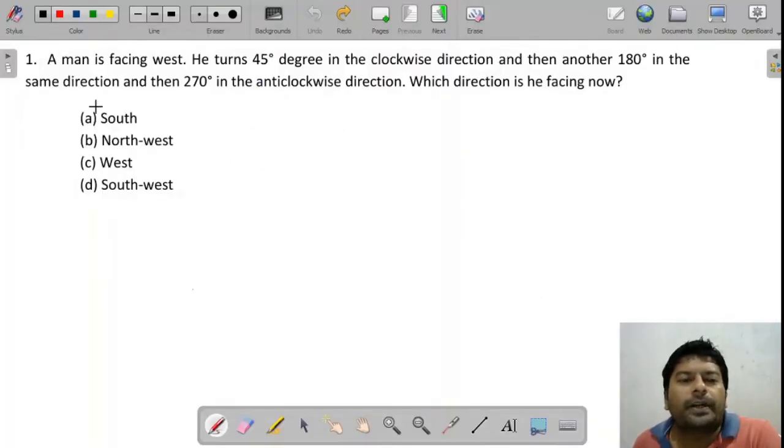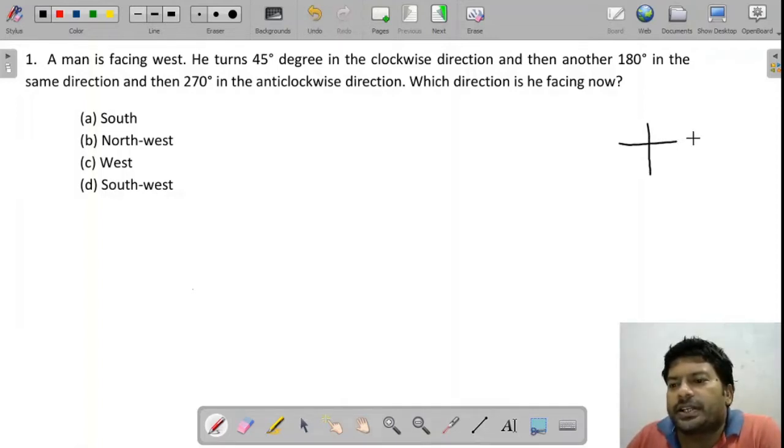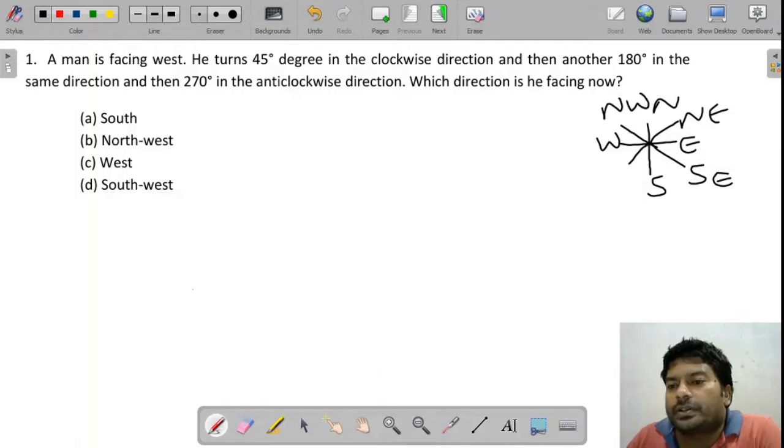This is problem number 1. A man is facing west. For any problem, it becomes very easy if you just try to draw the directions here: east, west, north and south, northeast, southeast, northwest, southwest. A man is facing west. That means he is facing this side.